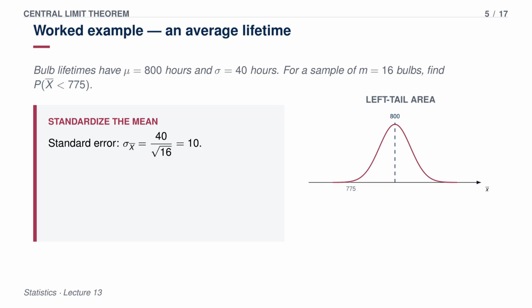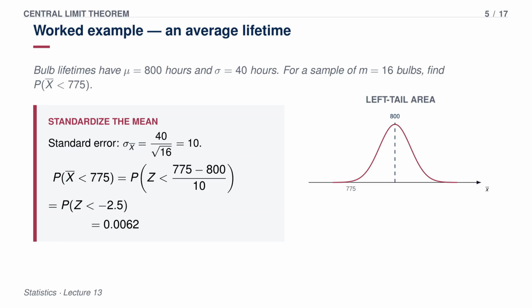First, the standard error. Sigma over root m is 40 over the square root of 16, 40 over 4, which is 10. Now standardize the boundary. The probability x bar is below 775 equals the probability z is below 775 minus 800 over 10. That's minus 25 over 10. So the probability z is less than minus 2.5. And from the normal table, the probability z is below minus 2.5 is 0.0062. So a sample average below 775 is rare, only about 6 in 1,000.